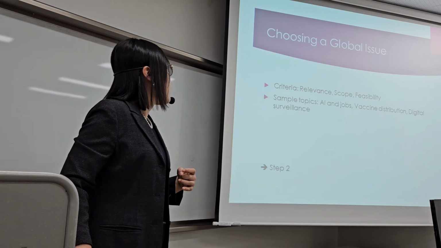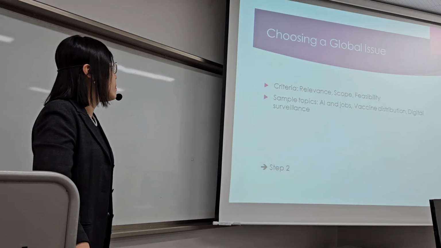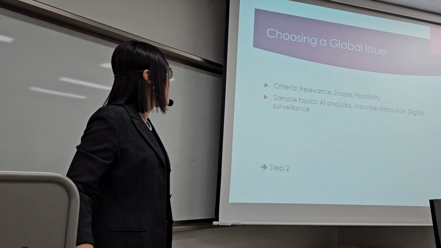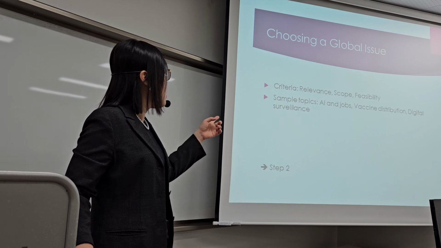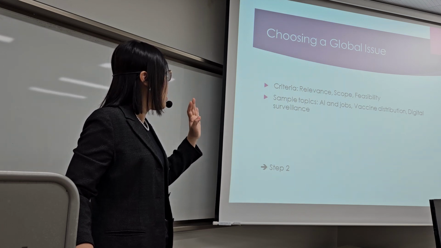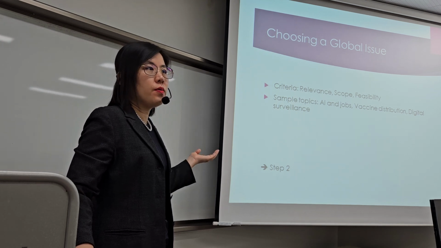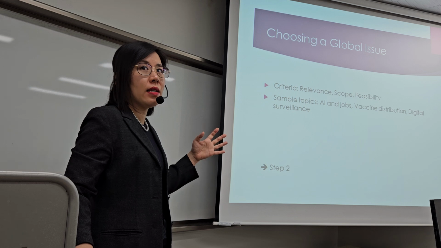Choosing a global issue. Right. Criteria: relevance, scope, visibility. Right. Sample topics: AI and jobs, vaccine distribution, digital surveillance. Right, so we've discussed that it has to be relevant for many countries and different populations, and the scope should not be confined to one country.